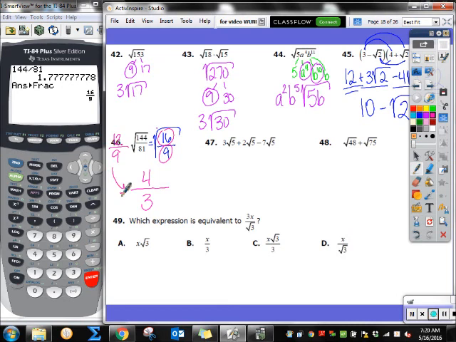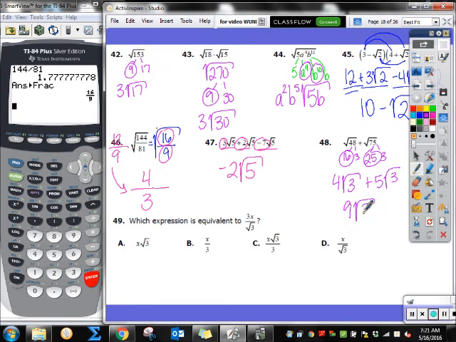On 47, remember when you add or subtract things with radicals, they must have the same simplified radical underneath there. Well, 5 is simplified. They're all square roots of 5, so I just need to add or subtract the numbers in front. So 3 plus 2 is 5, minus 7 is -2, and you keep that root 5 with that -2. We got to break these two down. 48 can be broken down into 16 times 3, so that's going to simplify to 4 root 3. 75 breaks down into 25 times 3, so plus 5 root 3, so 9 root 3.